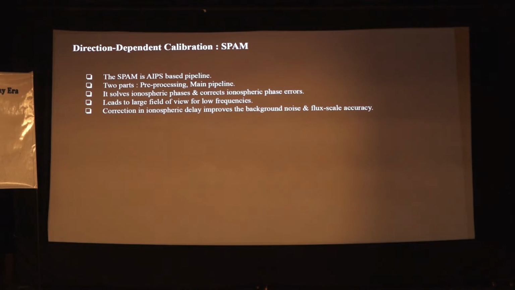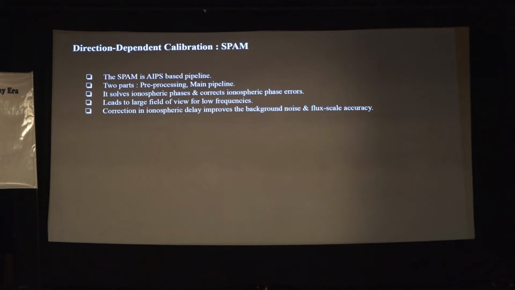So we have here used the direction dependent calibration using SPAM, which is source peeling and atmospheric modeling, and it is based on AIPS, and SPAM contains two parts. One is pre-processing and the second is the main pipeline. In pre-processing, the raw data, which is in LTA format, is converted into the pre-calibrated visibility files, and the main pipeline also contains two parts. Firstly, it does the direction independent calibration and then performs direction dependent calibration on those direction independent results.